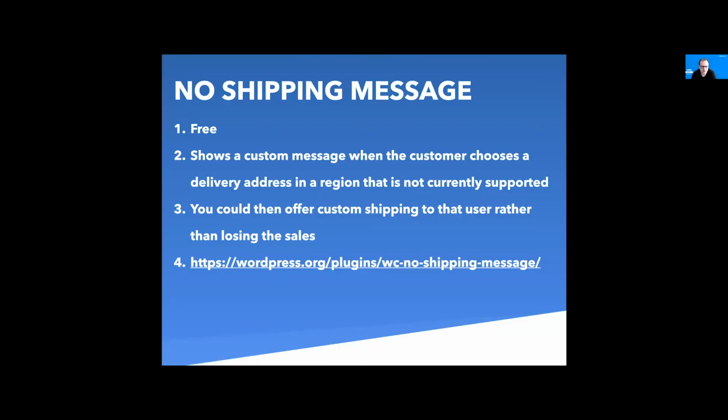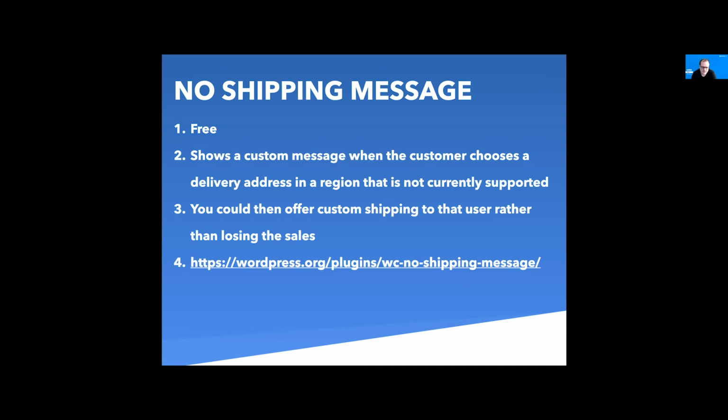This one is called no shipping message. So a no shipping message basically means if you're at the checkout and you're only selling your products to, let's say, 5 countries at the moment, Singapore, Malaysia, Indonesia, a couple of others, and somebody's come from Japan and they want to purchase your product in Japan, typically WooCommerce would just say there's no shipping and there's no other option for that, right? We don't ship to that region, and then you've lost that conversion.